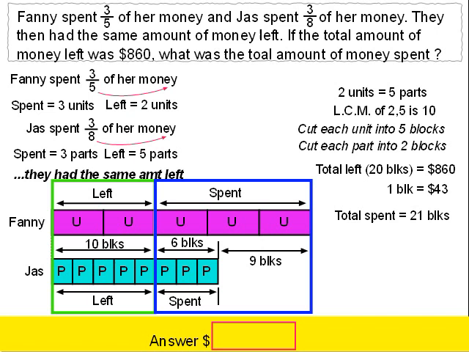1 block is 43, so 21 blocks is 43 times 21. That gives you the figure of $903. So the answer is 903.